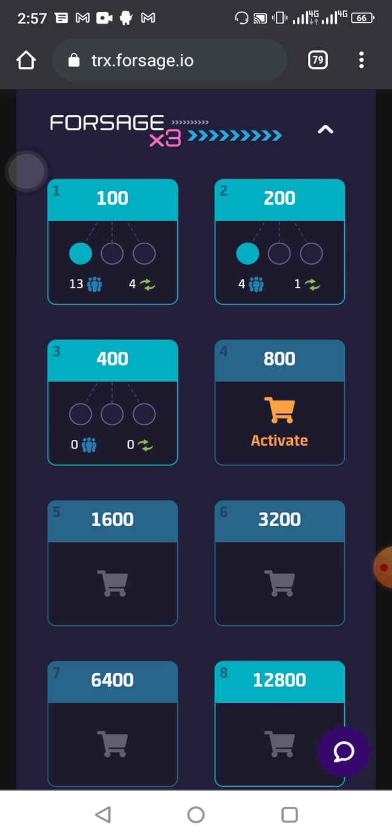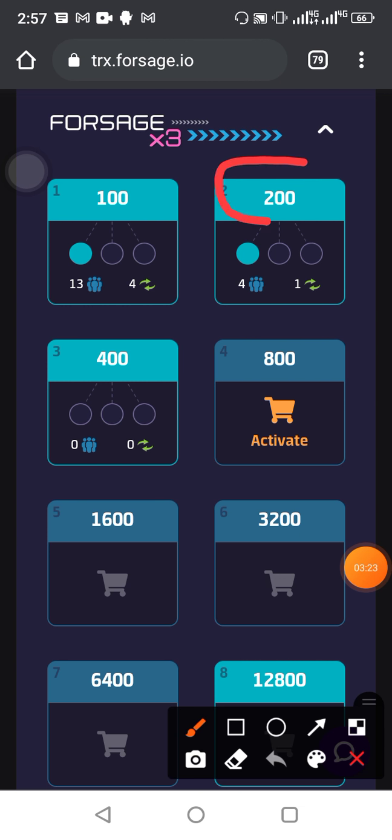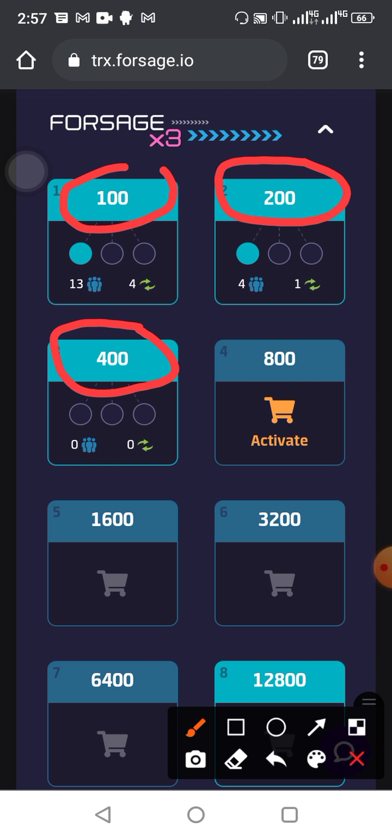The difference you will find here is just that the cost of activating a particular level differs from one level to the other, and if you observe closely, the cost of the next higher level is 2 times the cost of the previous. That's why the cost of activating level 1 is 100 trons, while level 2 is 200, level 3 is 400, level 4 is 800, and it goes like that down to level 15. So that is the difference you find in levels.